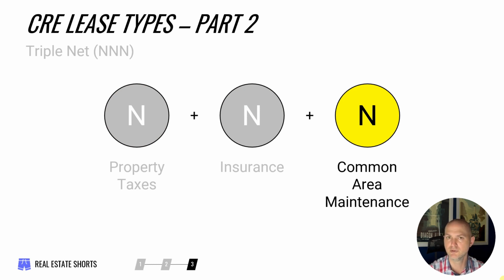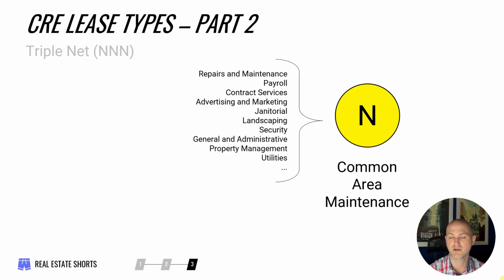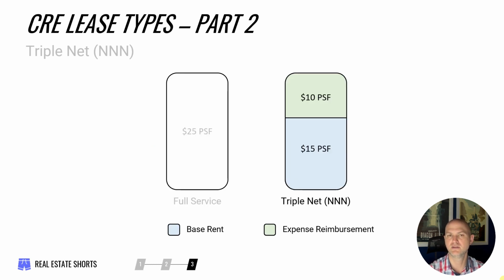Now, don't let the name fool you. CAM, or common area maintenance, is really this umbrella category for everything else that's not taxes or insurance. So maintenance, payroll, personnel, janitorial, you name it. So property taxes, insurance, and CAM make up the global pool of all these operating expenses. But segmenting that way makes it a little bit easier for us to differentiate between some of these other lease types, which we'll talk about in another video.